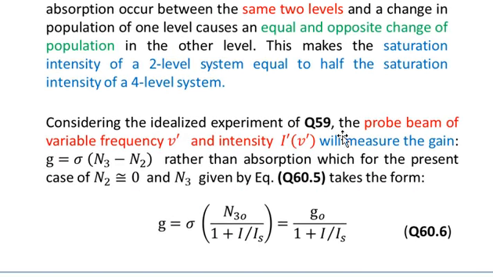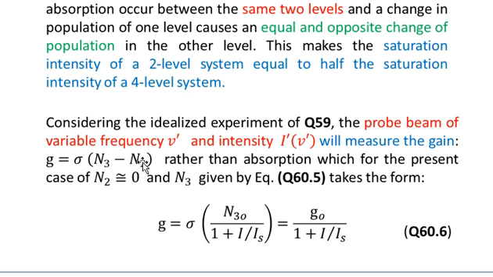Consider the idealized experiment of equation number 53, where we used the probe beam of variable frequency nu prime and the intensity I prime of nu prime in order to measure the gain, that is given by gain is equal to sigma into n3 minus n2. So this is actually the gain coefficient, and sigma may be called over here the emission cross section, because we are using the transition from level number 3 to level number 2. So this will give you the gain of the system.